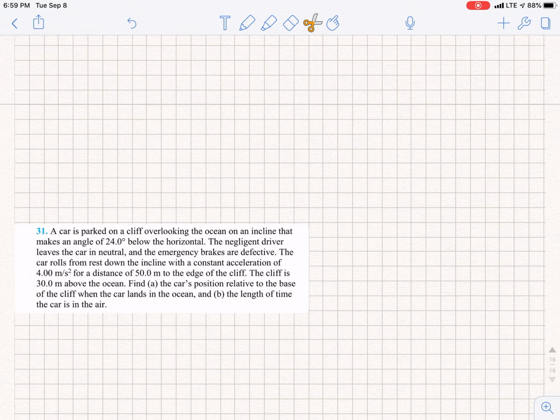Find A, the car's position relative to the base of the cliff when the car lands in the ocean. In other words, find X, how far it went. And B, find the length of time the car went through the air. Well, this is an example of a multi-segmented problem, so it's a multi-part problem. We have segmented motion, we have what looks to be constant acceleration in the beginning of the problem, and then projectile motion as the car goes off the cliff.